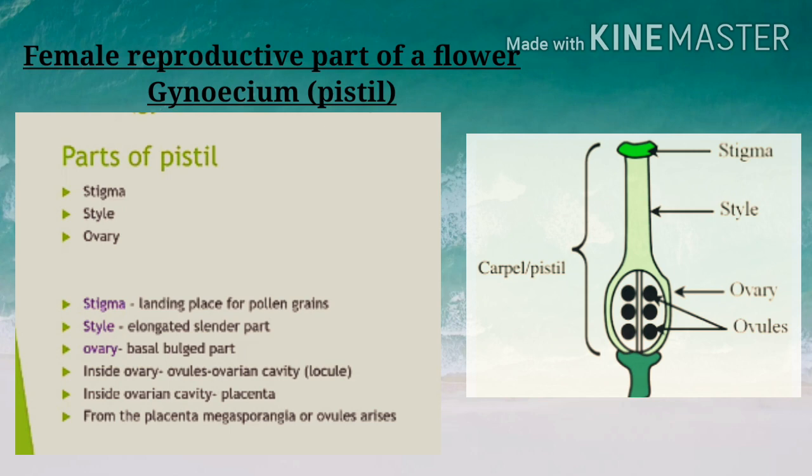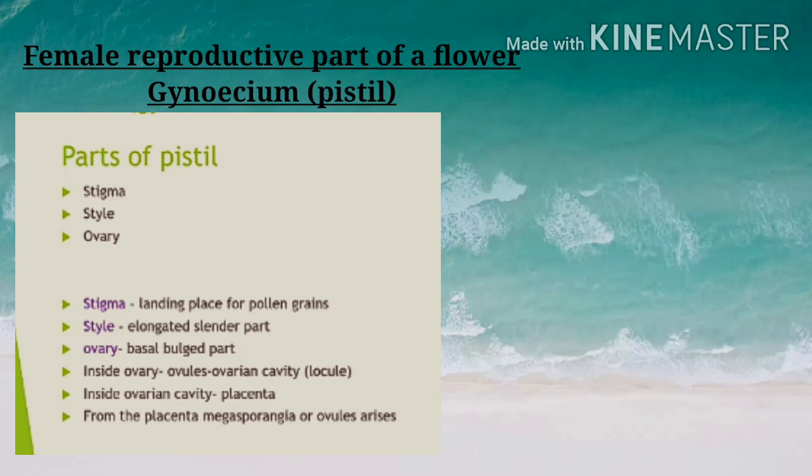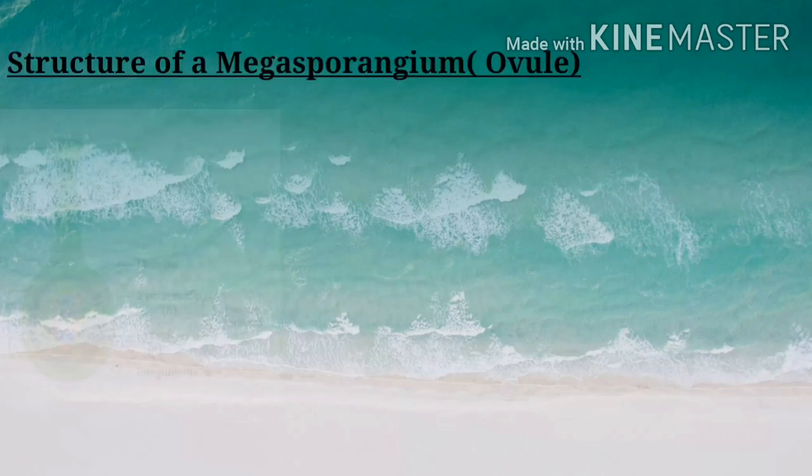Inside the ovary, the ovules are arranged inside a cavity that is called the ovarian cavity, also known as locules. If you see the gynoecium, in some flowers the gynoecium will have one pistil, or it may have more than one pistil. If a flower has one pistil, that condition is called monocarpellary condition. It is found in your pea flower.